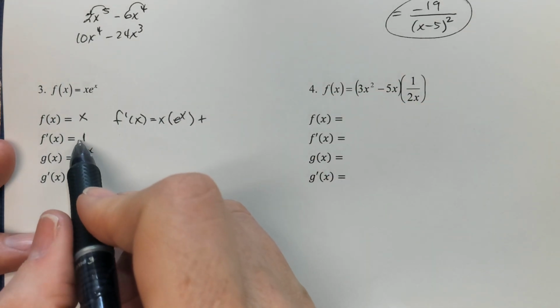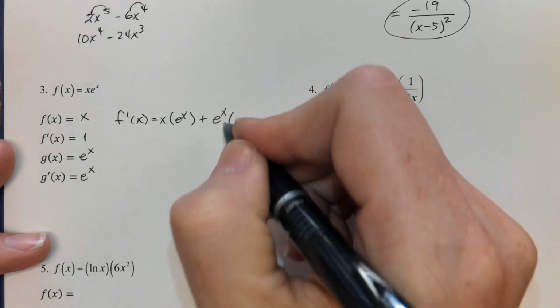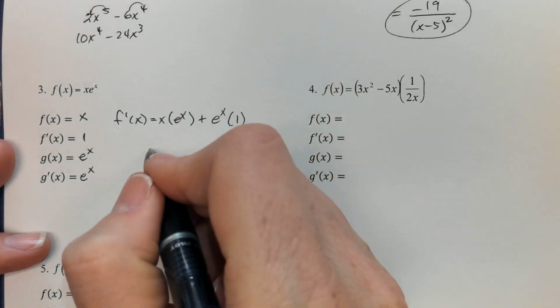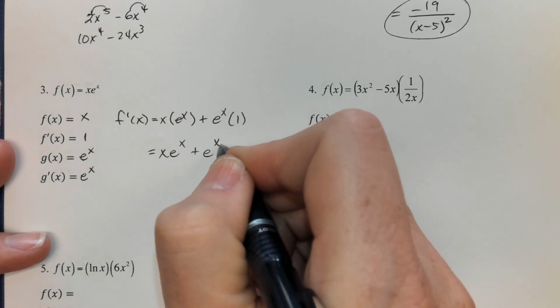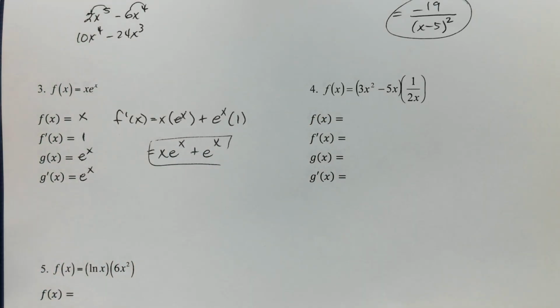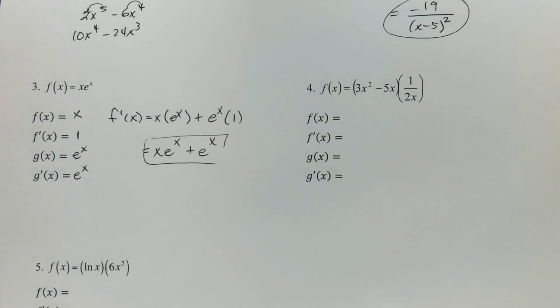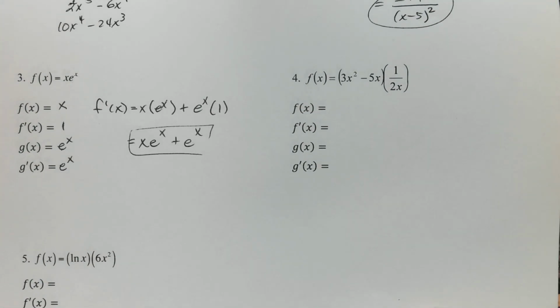And then we're going to flip-flop. So we're going to do second thing, e to the x, and we're going to times by derivative of the first, which is 1. So not really any simplifying to do. We're just going to drop that 1, and then there's my derivative. Excuse me. Next up, number 4, I've got 2 different ways I could solve this one.